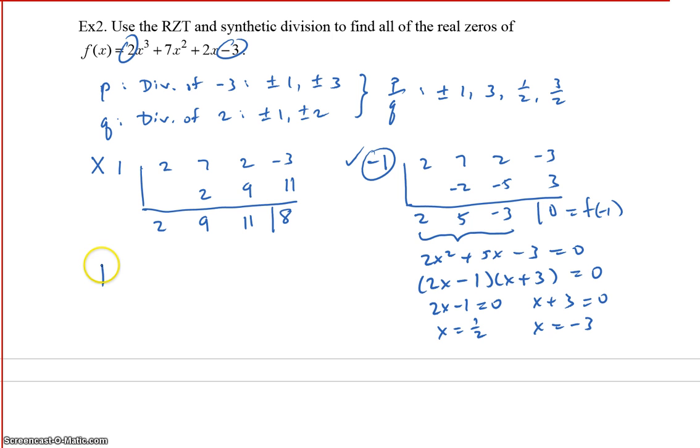So the actual rational zeros of this polynomial would be negative 1, 1/2, and negative 3. I'll make some concluding comments about this example at the beginning of the next video.